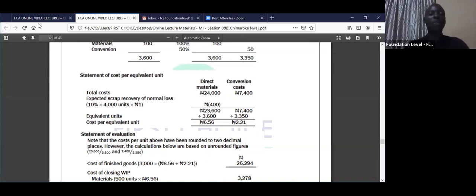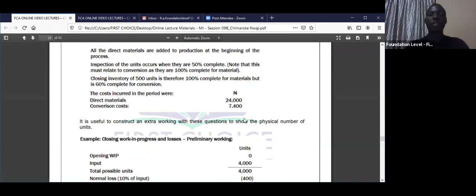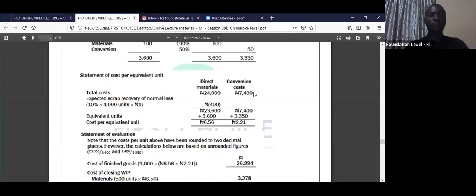What do we do? Total costs. We are given this total cost. Direct material is 24,074. These are what we see here. Now we're supposed to remove scrap value: the expected scrap value recovery of normal loss. You know it is 400 units multiplied by 1 naira, which is 400 naira. We're not going to apply it to conversion. It's only on material, because what are we selling? We are selling the material and not units.